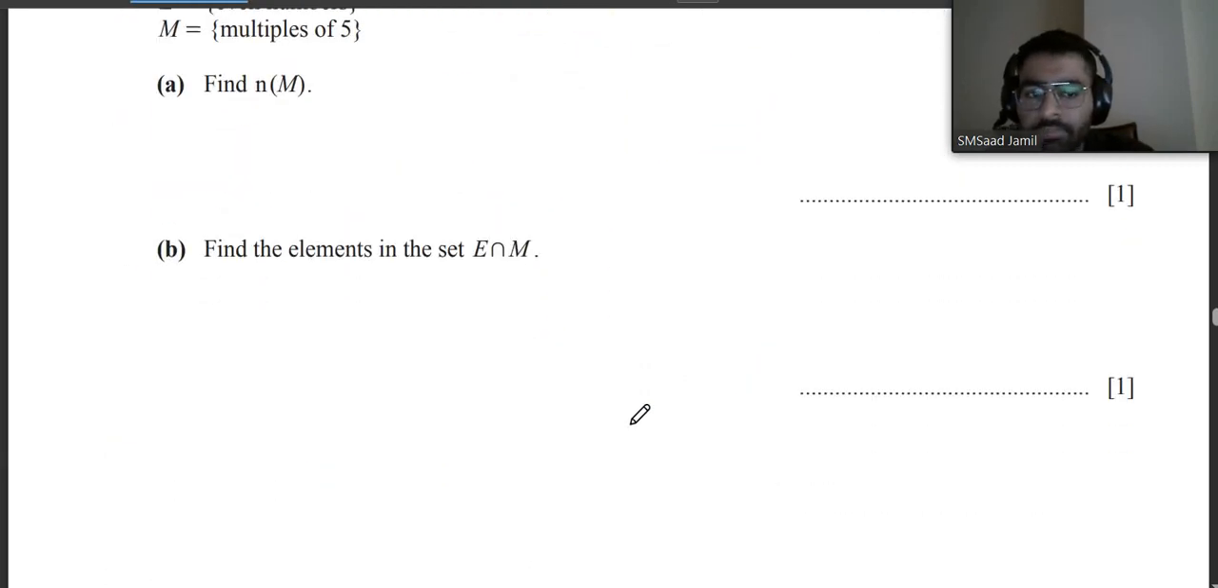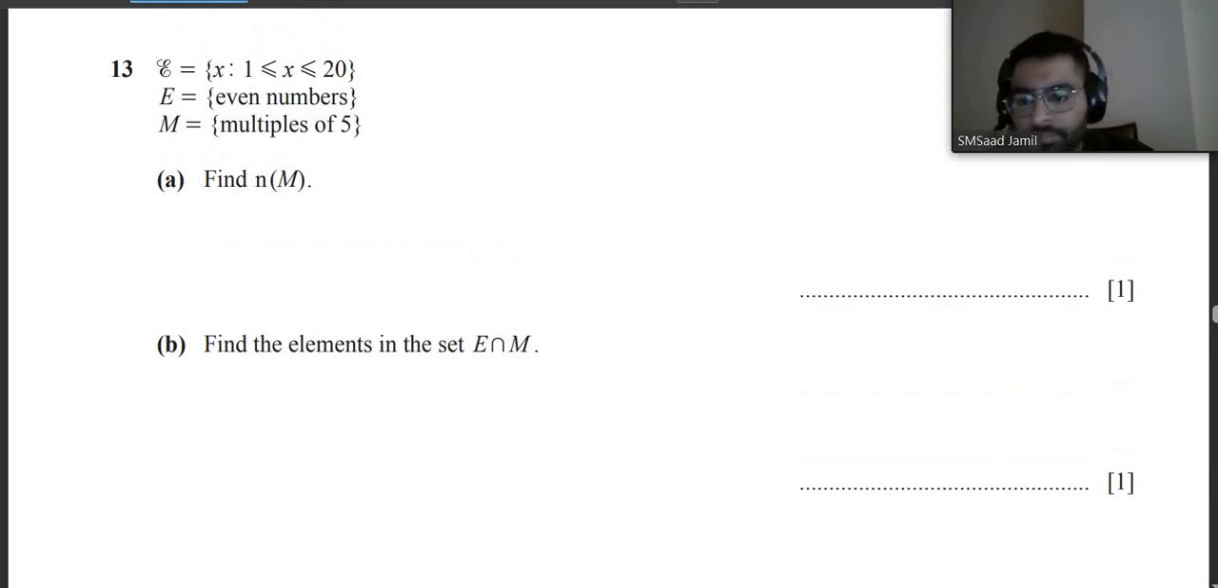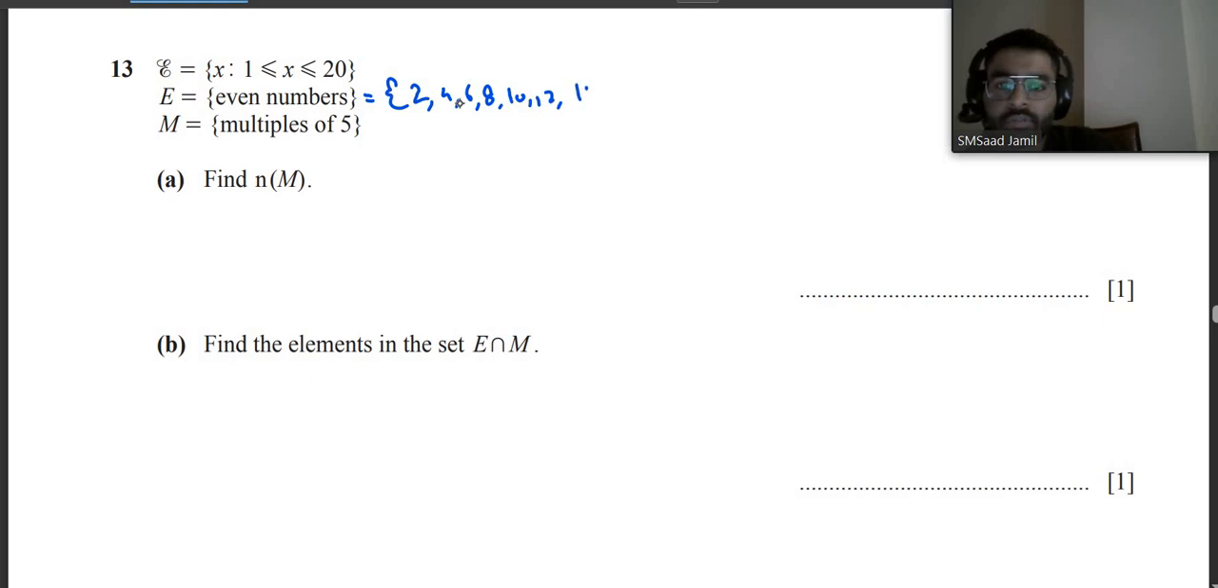Now we have question number 13. So this is basically sets and Venn diagrams. It says the universal set is basically all the values from 1 to 20. X is like x greater than or equal to 1 and less than or equal to 20. And E is all even numbers. So let's write down E. E is going to be 2, 4, 6, 8, 10, 12, 14, 16, 18, 20. And M is multiples of 5. So M is going to be 5, 10, 15, 20.